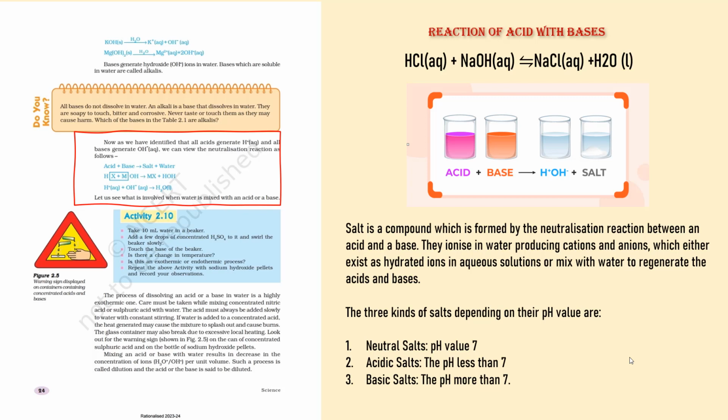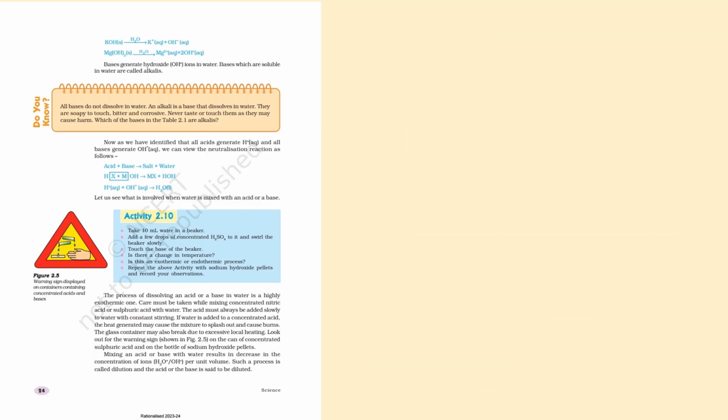Now, salts can be of three categories based on the pH value. They are neutral salts, which have a pH value of exactly 7, acidic salts, which have a pH value of less than 7, and basic salts, which have a pH value of more than 7.